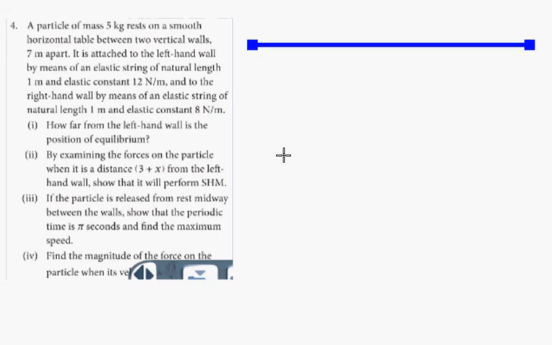Okay, it's attached to the left-hand wall by means of a light elastic string of natural length 1 and elastic constant of 12 newtons per meter. So 12 newtons per meter, and L0 equals 1. On the right-hand wall, there's an elastic string of natural length 1, so L0 also equals 1, but this one is 8 newtons per meter.